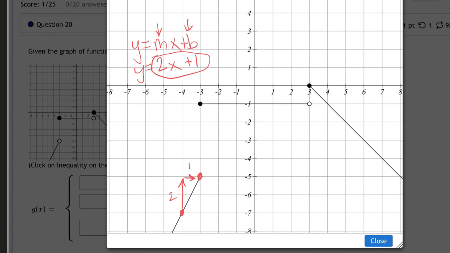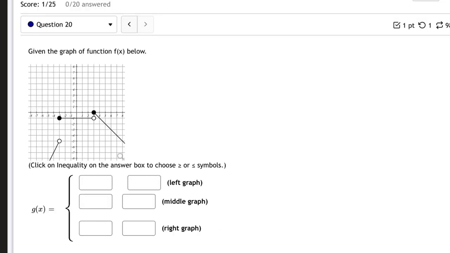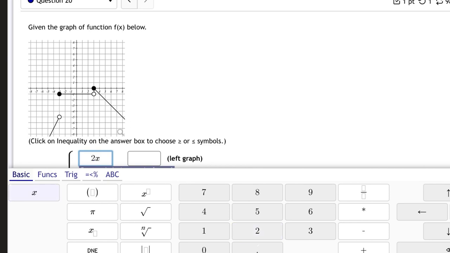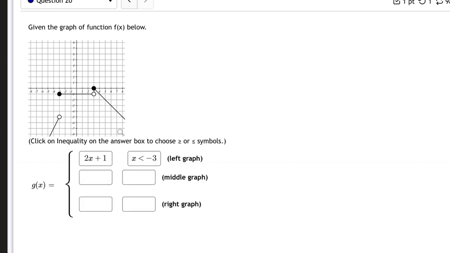I'm going to erase all this stuff. I'm going to remember 2x plus 1, and I'm going to close this, and I'm going to put in here 2x plus 1. Okay, now remember, this is for all the values that are smaller than negative 3. So over here, x has to be smaller than negative 3. And the reason why they're all smaller than negative 3 is right here. It's negative 3 and all the x values smaller than that. And that's open, so that's going to be just less than.